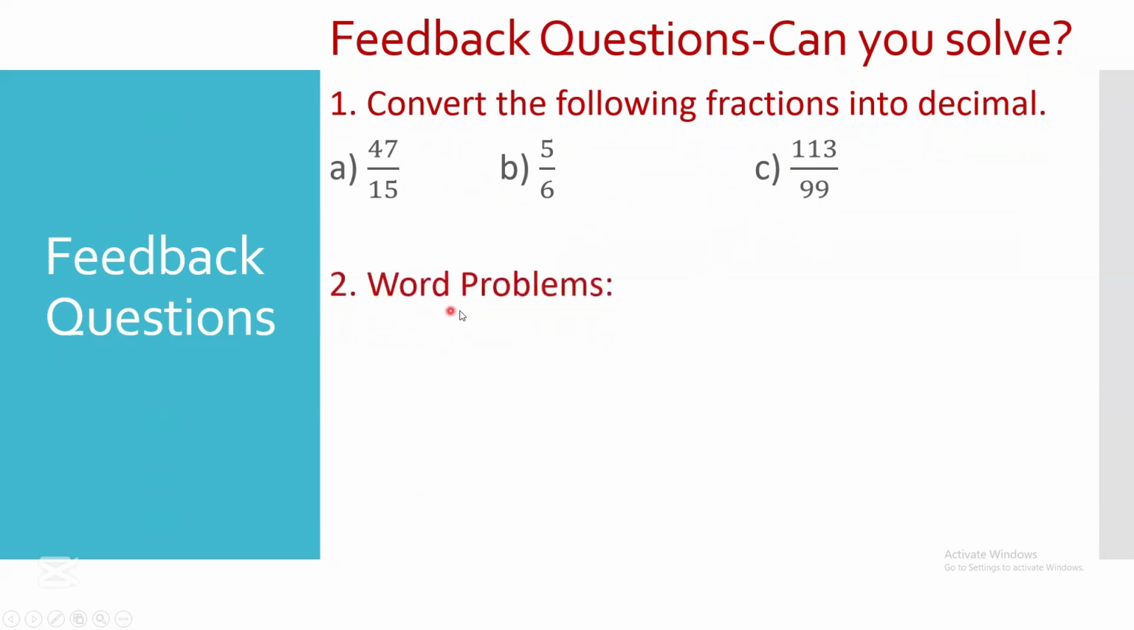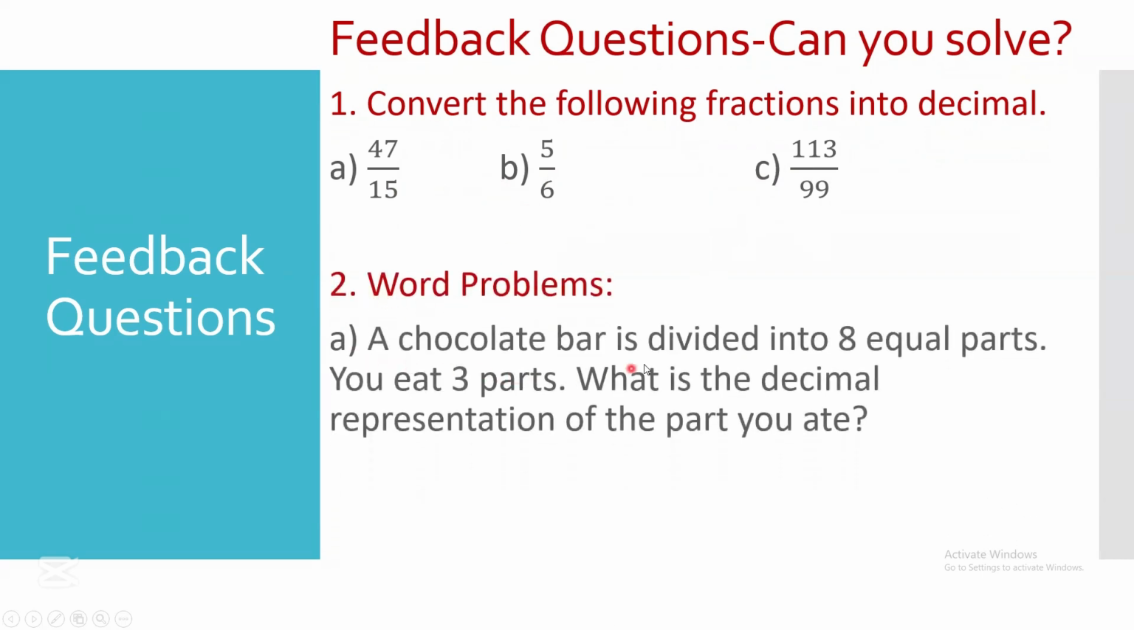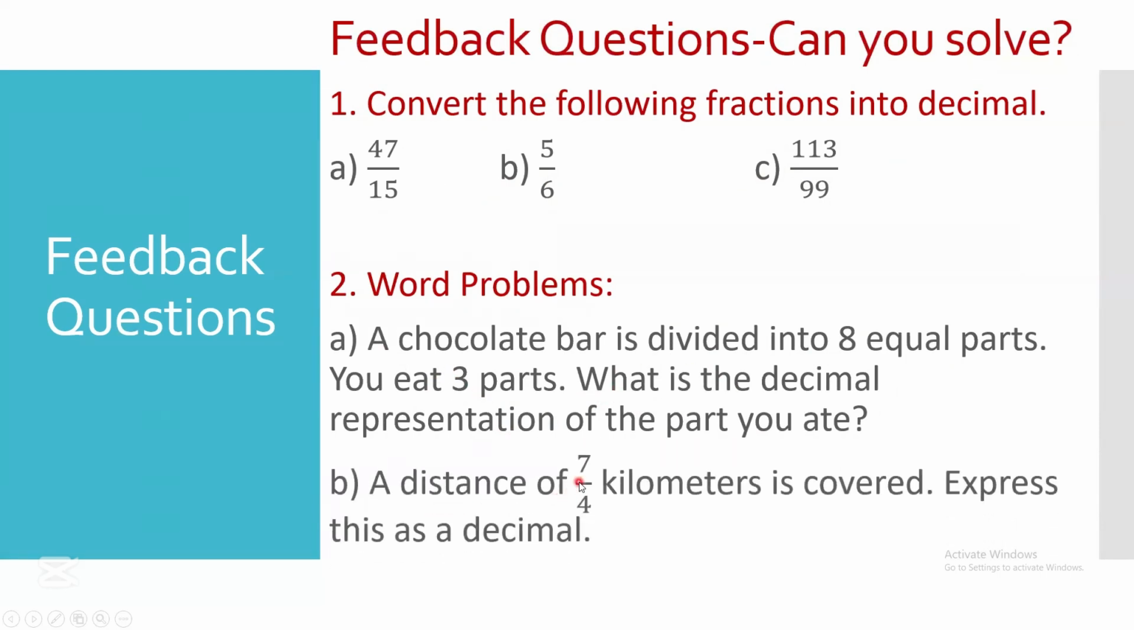Then there are two word problems. Question A, a chocolate bar is divided into 8 equal parts. You ate 3 parts. What is the decimal representation of the part you ate? So this one, you have to solve yourself. And question B, a distance of 7 by 8 kilometers is covered. Express this as a decimal. So this one, 7 by 8, you have to convert into decimal. These are very easy questions.